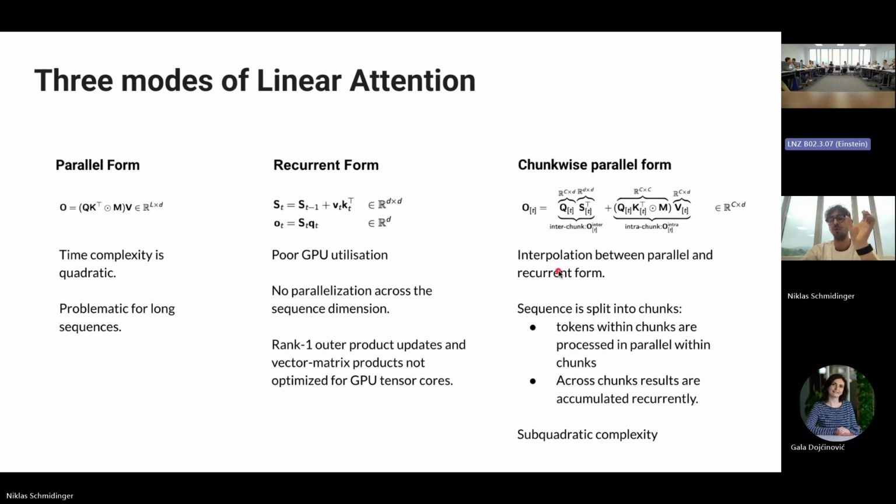If you use a specific chunk size, usually like 64 tokens or 128 tokens, then it's subquadratic. It's reasonably fast, has good GPU utilization, and is more efficient than attention because the chunk size is small. Then it's still subquadratic, right? So you get the subquadratic complexity mode, and this is really the default mode in which these linear models are trained. xLSTM is trained like this, Mamba is trained like this, Gated Linear Attention is trained like this. This is the main mode for training.